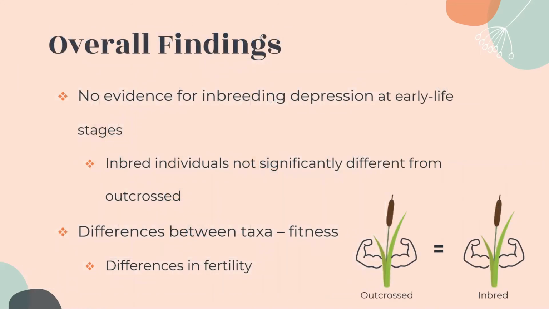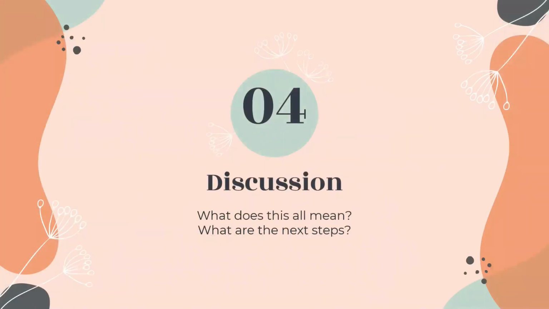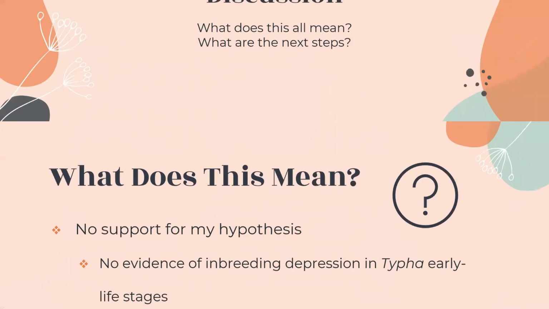Overall, there was no evidence of inbreeding depression at the early life stages, as the inbred individuals did not have significantly different fitness from the outcrossed. However, there were taxonomic differences which may indicate differences in fertility between the taxa. So now, what does this all mean and what are the next steps?